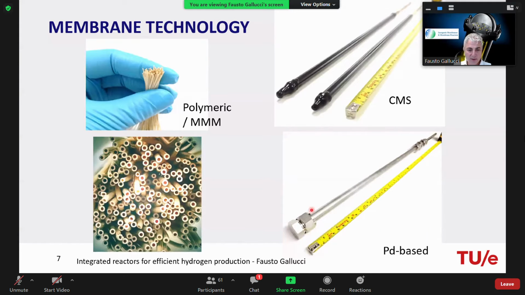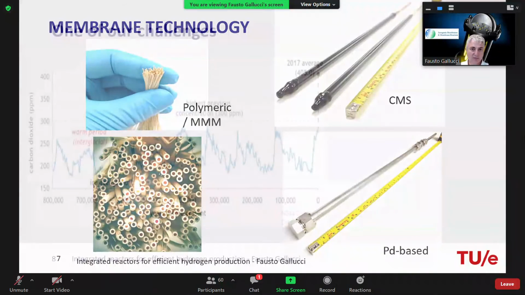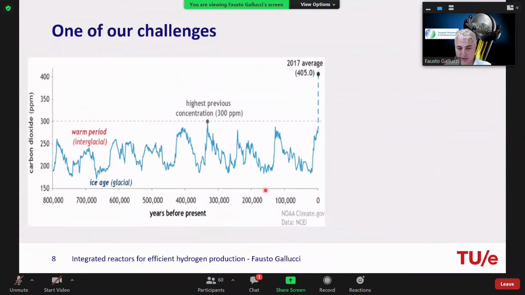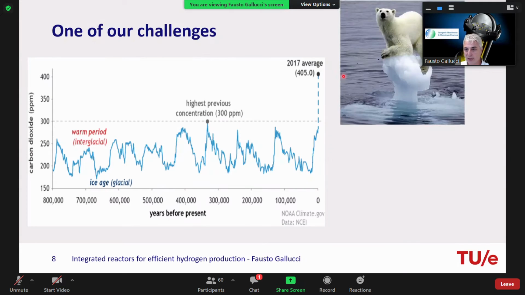Now, coming back to the hydrogen, what is our driver to do this research on integrated reactor? I believe that you know this kind of graph, which is reporting the CO2 concentration in the atmosphere. And I'm quite sure that I don't need to convince you that this concentration is also responsible for climate change, the climate change that we see. So this picture is also a very famous one.